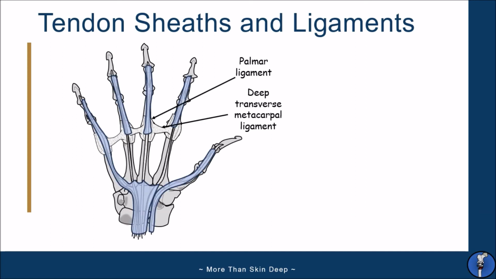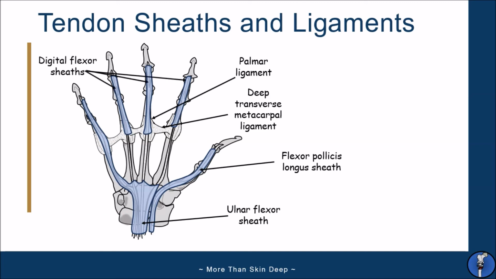Also in the palmar hand are synovial tendon sheaths. These sit within tunnels made by other ligamentous structures of the hand and act to lubricate the movement of the long tendons. Specifically, there is the ulnar flexor sheath, which accompanies the thumb flexors, the flexor pollicis longus sheath, which accompanies this tendon only, and the digital flexor sheaths, which accompany the long flexors of the digits 2, 3, and 4. Lastly, we have the flexor retinaculum, which prevents bowstringing in the wrist.